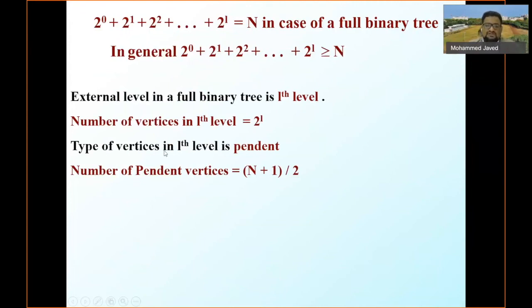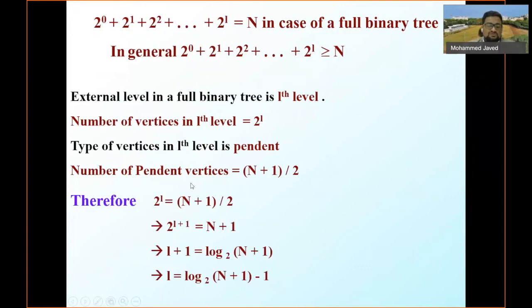So what are the nodes at the nth level? They are all the pendant vertices. So what is the number of pendant vertices we had? The number of pendant vertices we have computed was n plus 1 divided by 2. So now simply substitute: 2 power L is equal to n plus 1 divided by 2. So 2 power L plus 1 is equal to n plus 1.